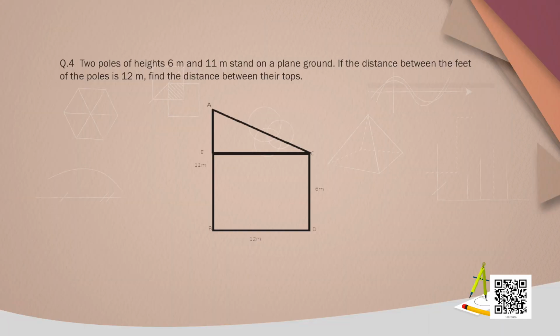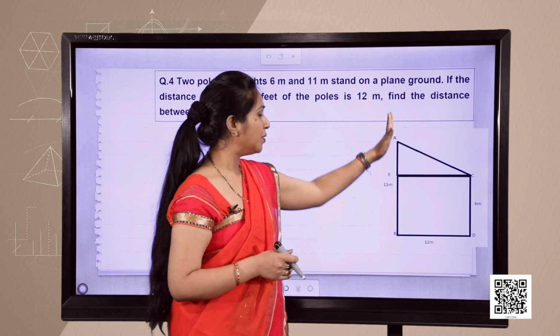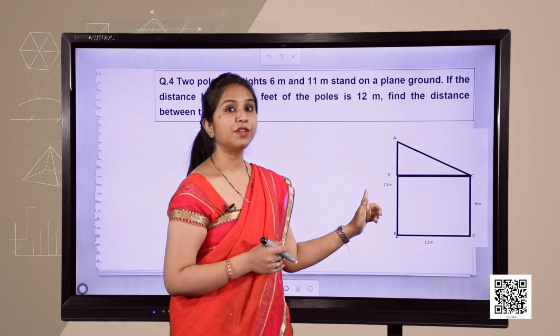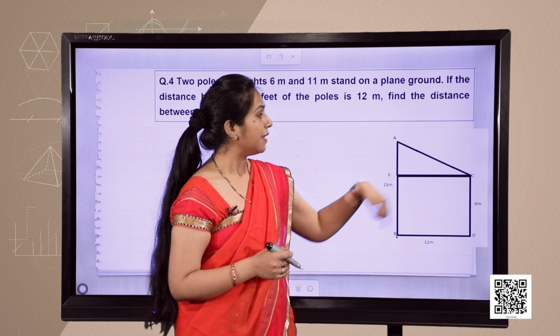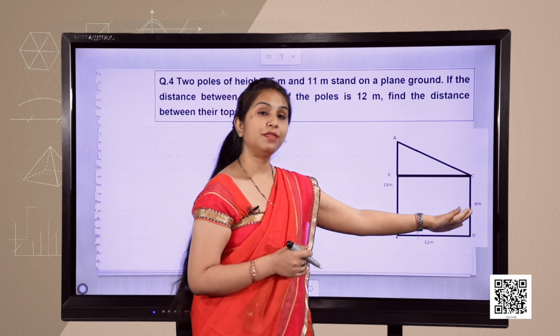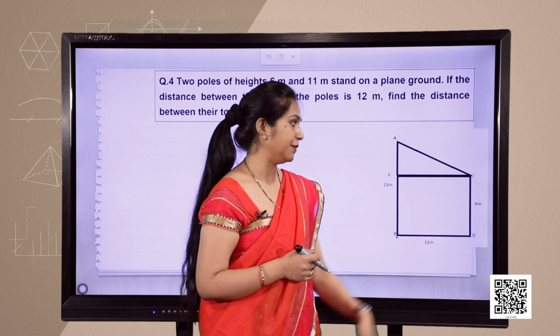Two poles of the height 6 meter and 11 meter stand on a plain ground, and if the distance between the feet of the poles is 12 meter, find the distance between their tops. So you can see the diagram, there are two poles, so this is AB and the length of the bigger pole is 11 meter, and there is another pole CD and the length of that second pole is 6 meter.